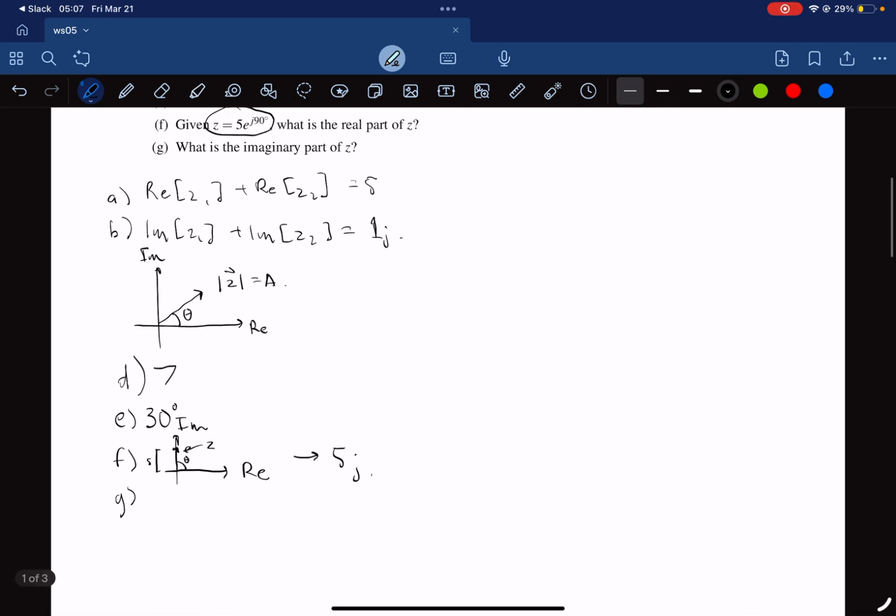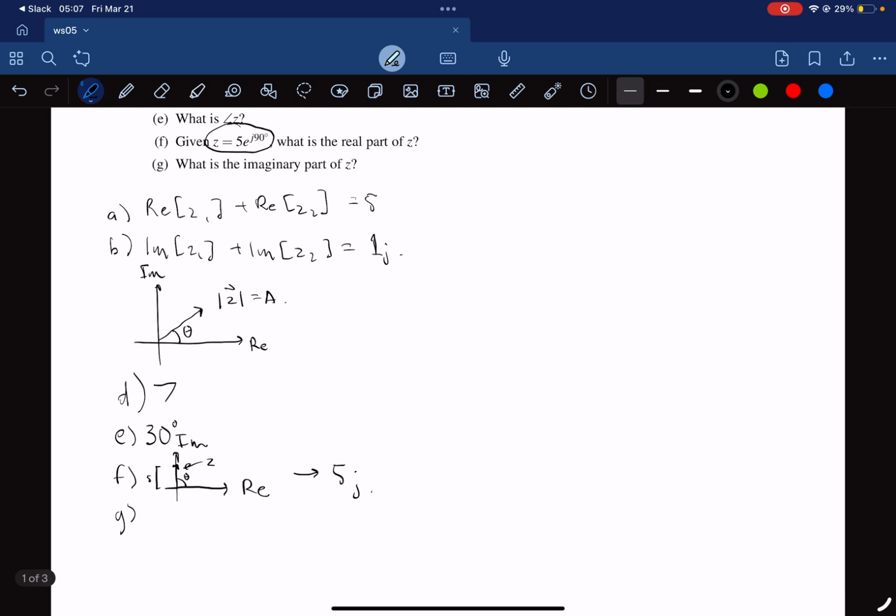Now for part G: what is the imaginary part of z? Well, in the last part I kind of answered my own question there. What we can tell from the complex representation of the number is that since it is entirely imaginary, we can deduce that all 5 of its magnitude is going to be imaginary, so the answer is 5 here.